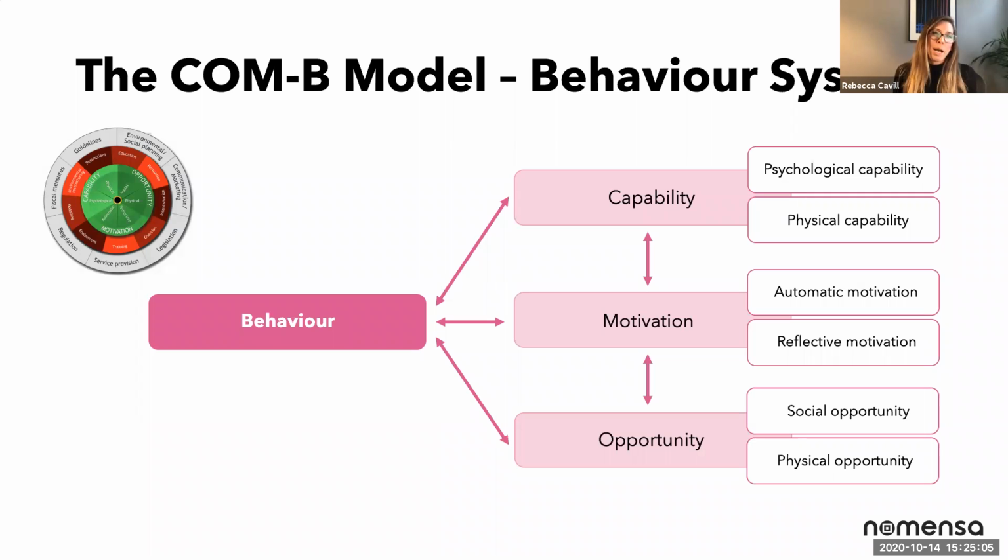Okay, so back to the COM-B model that I briefly touched on earlier. The model is this behaviour system, which is at the very centre of the behaviour wheel, the bit in green. And as I mentioned previously, the model says that in order for a behaviour to occur, people must have enough capability, opportunity, and motivation to perform it.